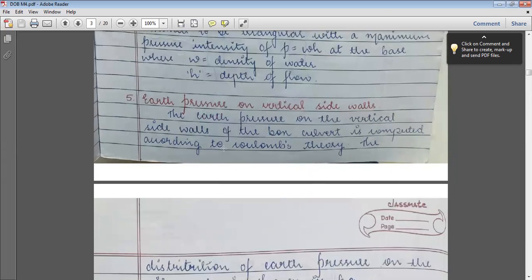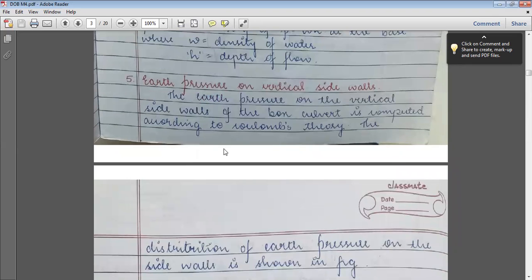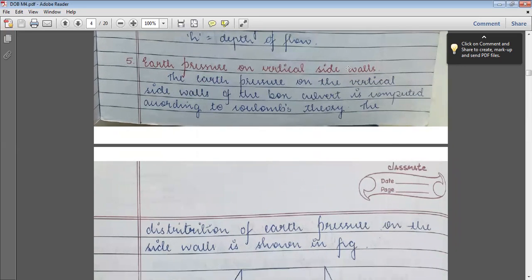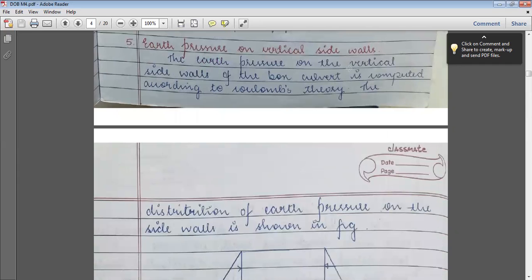Next, earth pressure on vertical side walls. Now, in the vent, I have considered the water pressure. Outside the vent, you will be having two vertical walls. Beside those vertical walls, you will be having the soil filled there. That earth pressure on the vertical side walls we have to consider. The earth pressure is also linearly varying in nature.